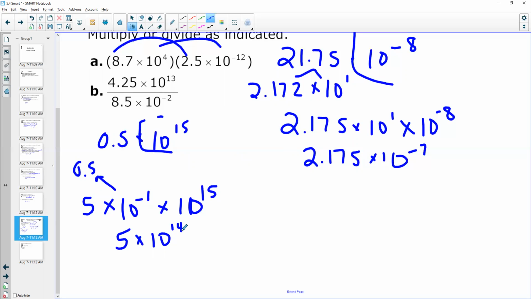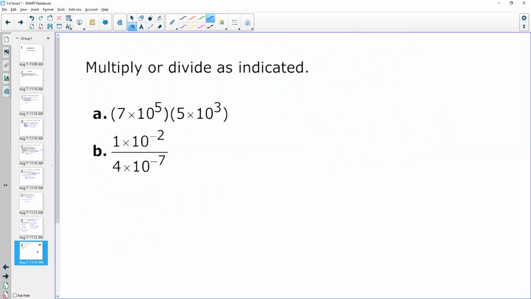Okay? All right. Last ones. You try these two. Let's see what you get. If you get stuck, come into the discussion. The final answer for the first one should be 3.5 times 10 to the 9th. The answer for the second one should be 2.5 times 10 to the 4th.